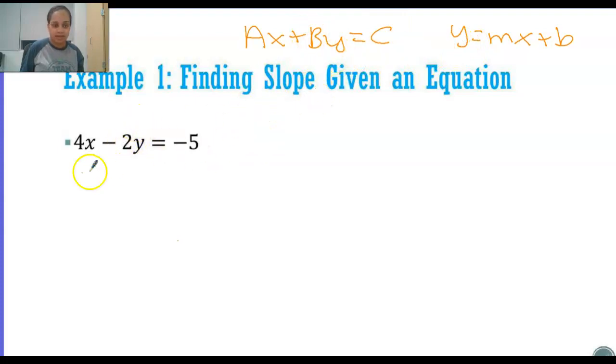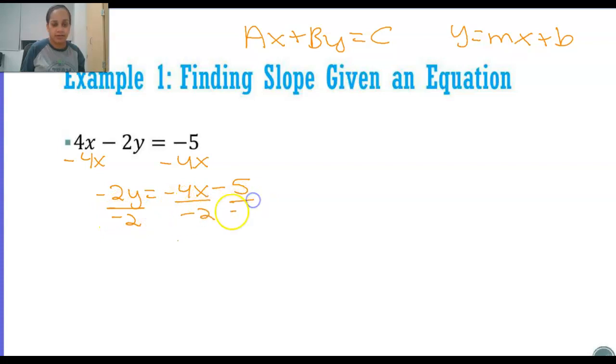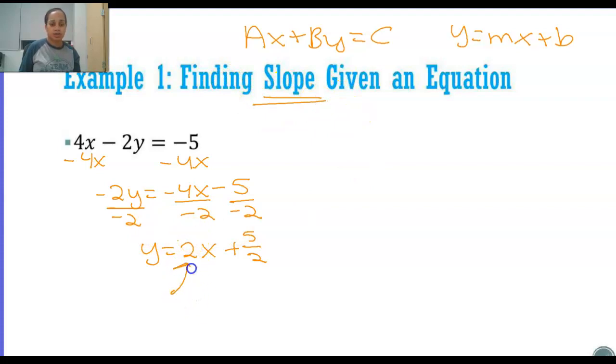First of all, I need my x to move to the other side of the equal sign, so I'm going to subtract 4x on both sides. And then I need to isolate that y, so I'm going to divide everything by -2. So y equals positive 2x plus 5 over 2. And I would say the question is asking for the slope. So the slope is the m in y equals mx plus b. So the slope is 2.